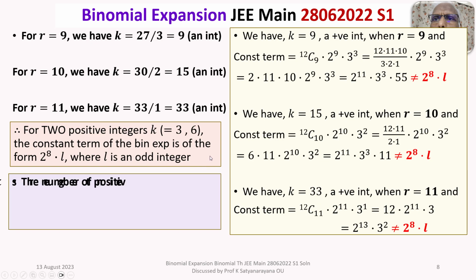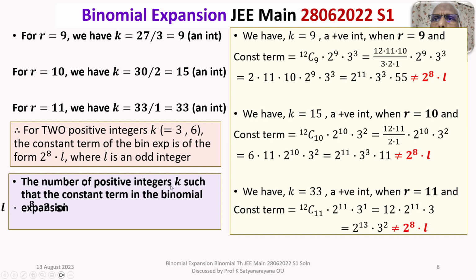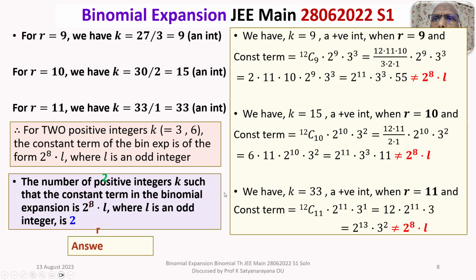So therefore, our answer is the number of positive integers k such that the constant term in the binomial expansion is of this form 2 power 8 into L, where L is an odd integer, is 2. So the answer for this question is to find the number of positive integers k. Therefore, the answer is 2. So that is the detailed discussion of the solution of the problem, which is based on the binomial expansion from the section Binomial Theorem and its applications.